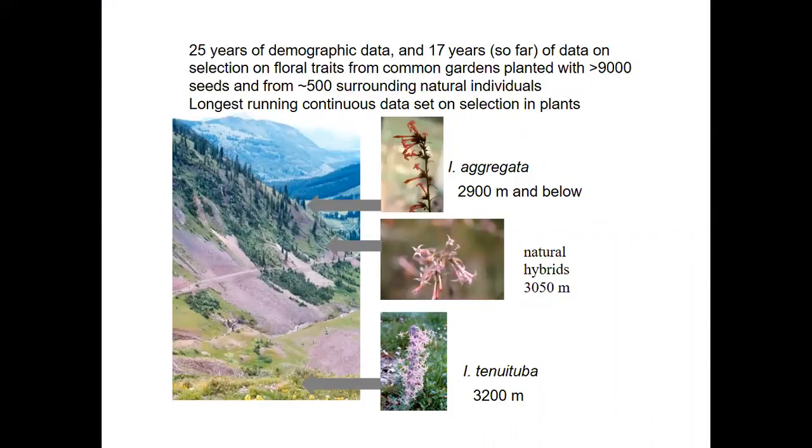So from this region, we have more than 25 years of demographic data and 17 years of data on natural selection on floral traits. And this comes in part from some common gardens that we've planted with more than 9,000 seeds, and from examining more than 500 surrounding natural individuals. And so this all forms the longest running continuous data set on natural selection on the same traits year after year in plants.